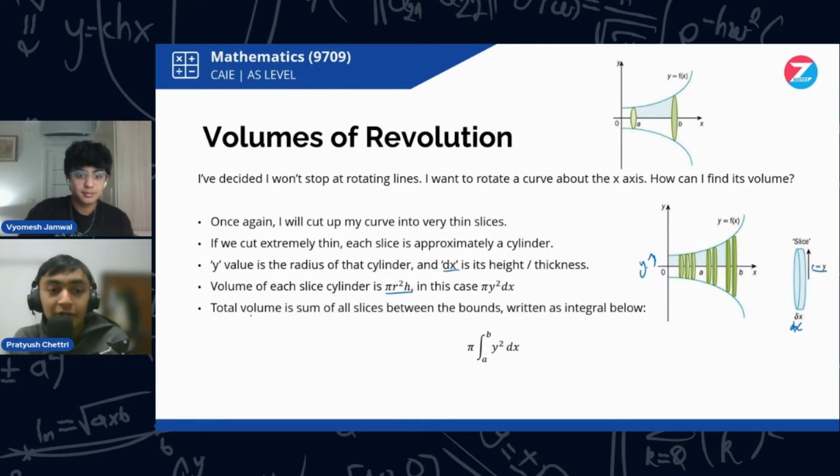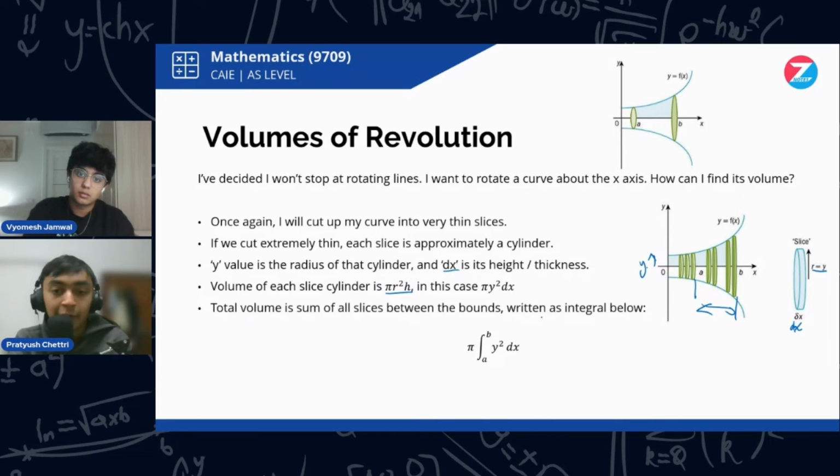If we want to now total up all those slices using our little sum or integral, and of course, between two bounds, bound A and B, our integral will be written as this: pi, since it's constant I can take outside, sum of all y squared delta x. So it's basically adding up all the slices, and the slices are pi r squared, with r being y.